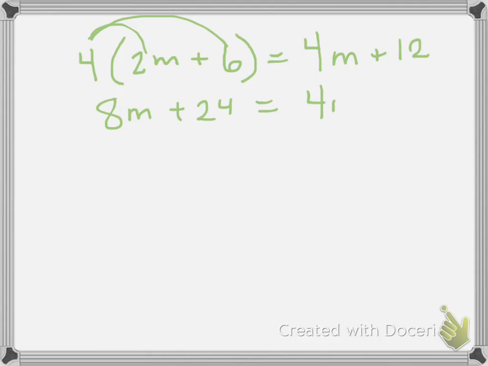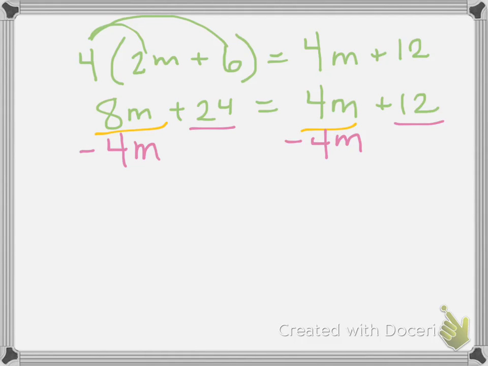On this side, there's nothing to distribute, so now I'm just going to bring it down. Now what I want to do is look for like terms. I see that I have a variable m, and I also have constants, or numbers by themselves. So I'm going to put my variables together first. I always like to move the smaller amount of variables because it keeps my variable positive, and positive numbers are easier to work with. The opposite of 4m, or the inverse, is negative 4m. I'm going to do that on both sides of my equal sign.